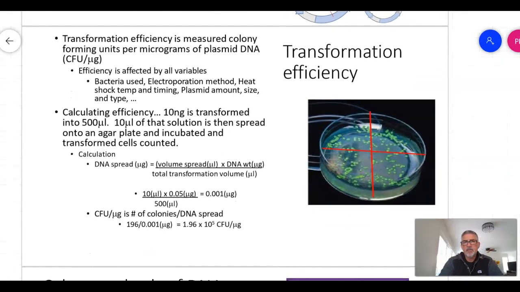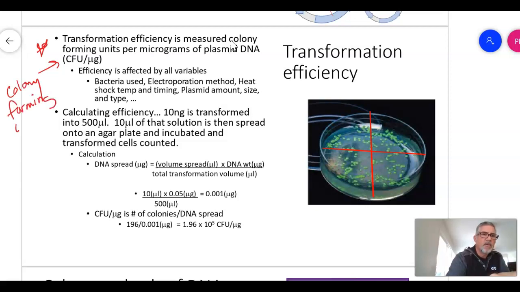All right. So one of the things we'll do is look at transformation efficiency. My transformation efficiency is measured in CFU, and a CFU is a colony forming unit. Remember we talked about that before. If you look at this plate over here, each of those green dots represents one CFU. It started with one bacterium and made thousands, right? So each one started from one colony forming unit.